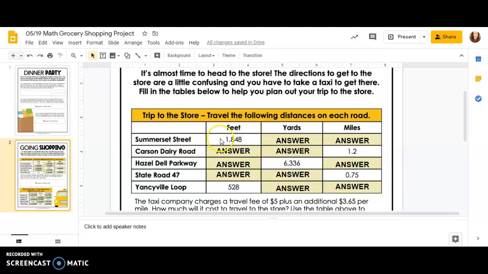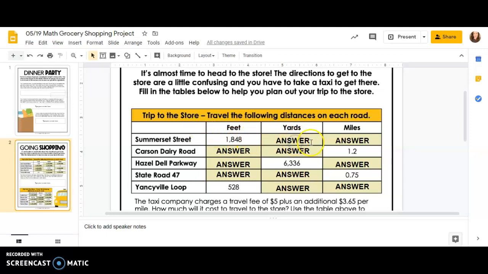And so each street will have at least one number. So one category, I mean. So we have for Somerset Street, it's 1,848 feet. How many yards is that, and how many miles? So again, refer to the measurement chart that I have provided for you, that I gave you yesterday. I've also included it in today's assignment. Please refer to that. And then you can apply your answers there.